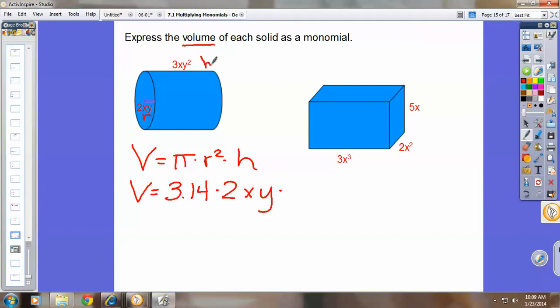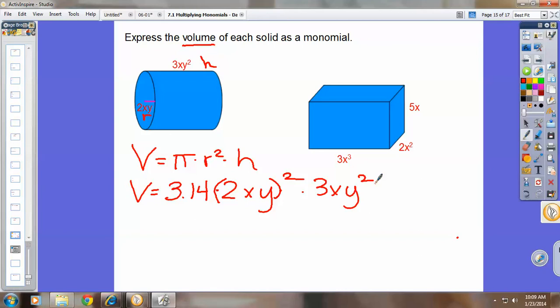Kelby? Yes, and I did look right over that. Thank you, Kelby. We do need to put this in parentheses squared because Kelby is right. We're taking that radius and squaring it. So put that expression for the radius in parentheses with a square. Times the height. The height we said was 3xy squared.